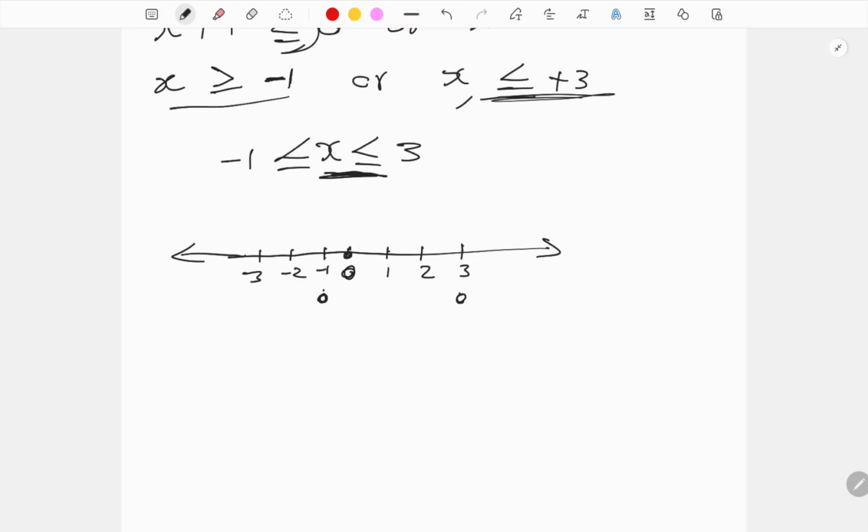Because they are saying x is greater than or equal to, it includes -1. They are also saying x is less than or equal to 3, meaning you have to include 3 as well. And we are connecting both of them.